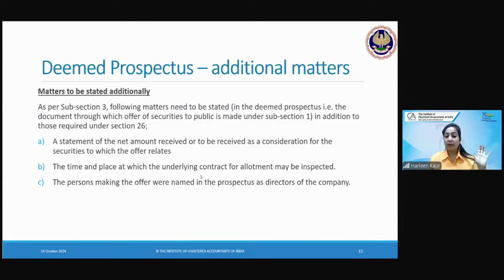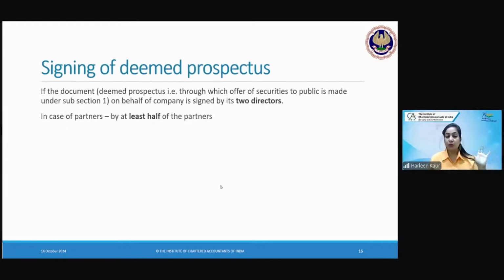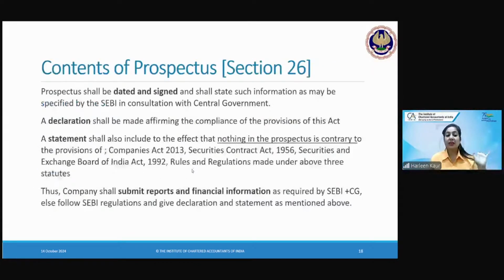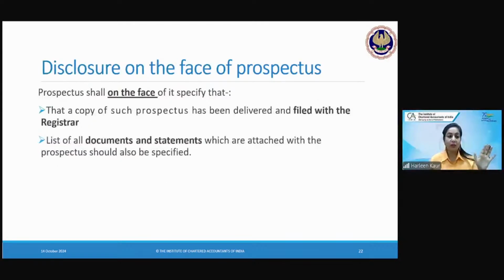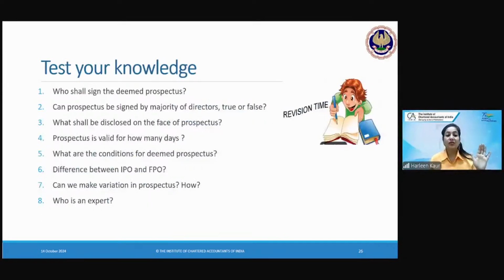That amount and the time and place where the agreement can be inspected should be given. So what are the provisions related to dating and signing? Then we have done contents of prospectus. I have prepared certain questions for all of you since it's revision time. Number one question goes to all of you: who shall sign the deemed prospectus?